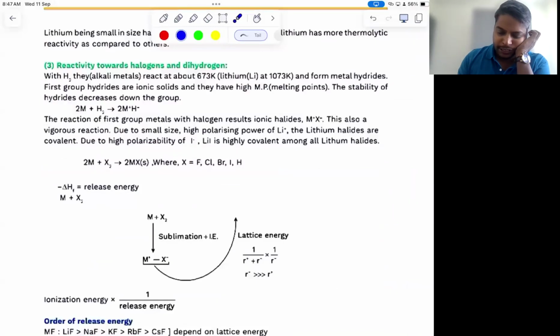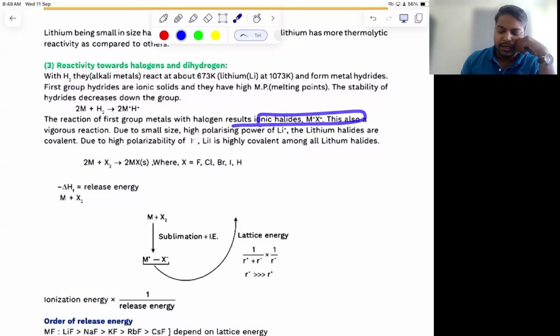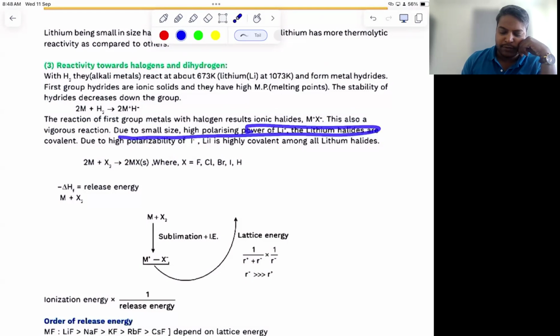Next, the reactivity with halogens and hydrogen. If they react with H2 directly, they form metal hydrides, but you require high temperature. These first group hydrides are ionic solids. They have a high melting point. Their stability decreases down the group. The reactivity of the first group with halogens results in halides. This is also a vigorous reaction. Due to its small size, the polarizing power of lithium is higher, and due to the high polarizability of I-, it will show more covalent nature.